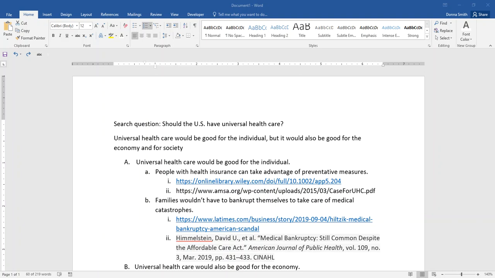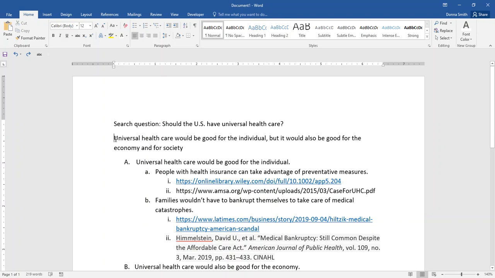Your next assignment is to do a descriptive outline for your research paper. It looks complicated and it sounds complicated, but once we break it down, I think you'll see that it's not that bad. You start off with your search question. For the purposes of this example, my search question is, should the United States have universal health care?